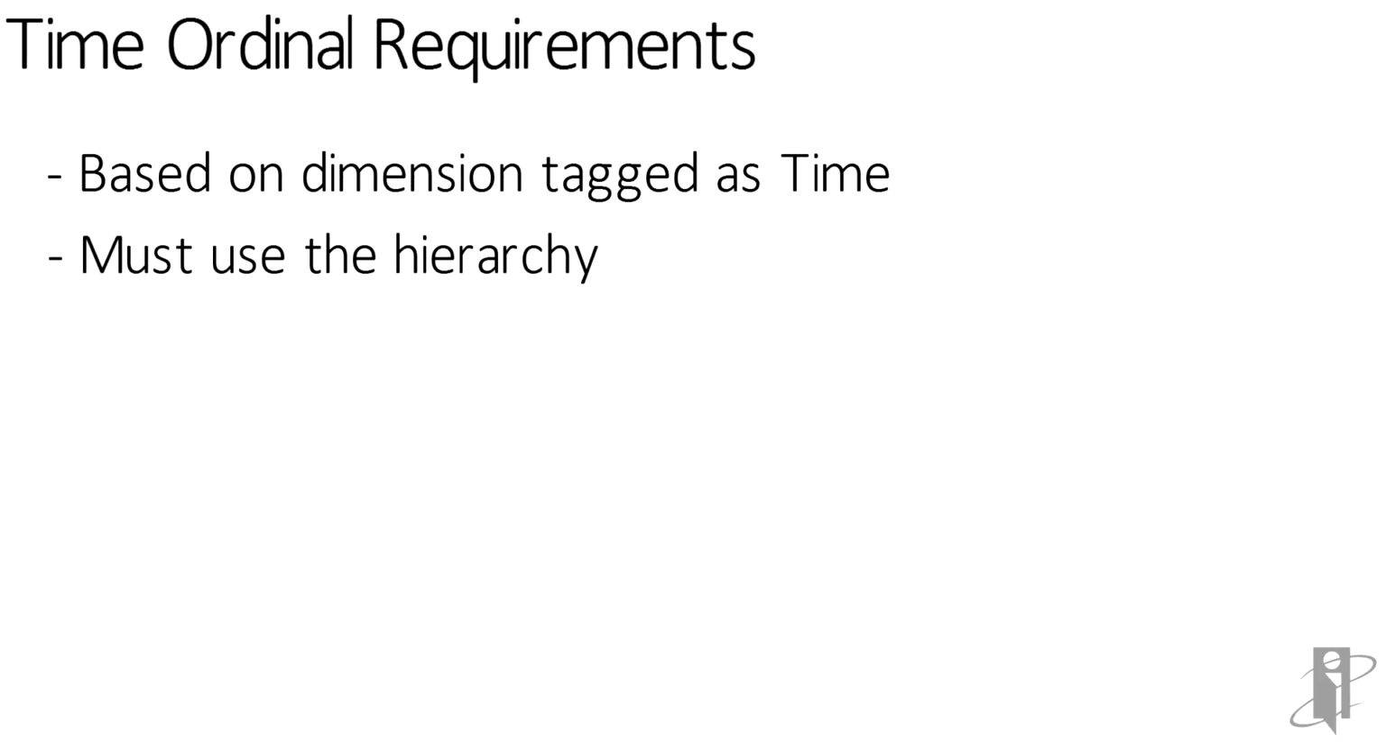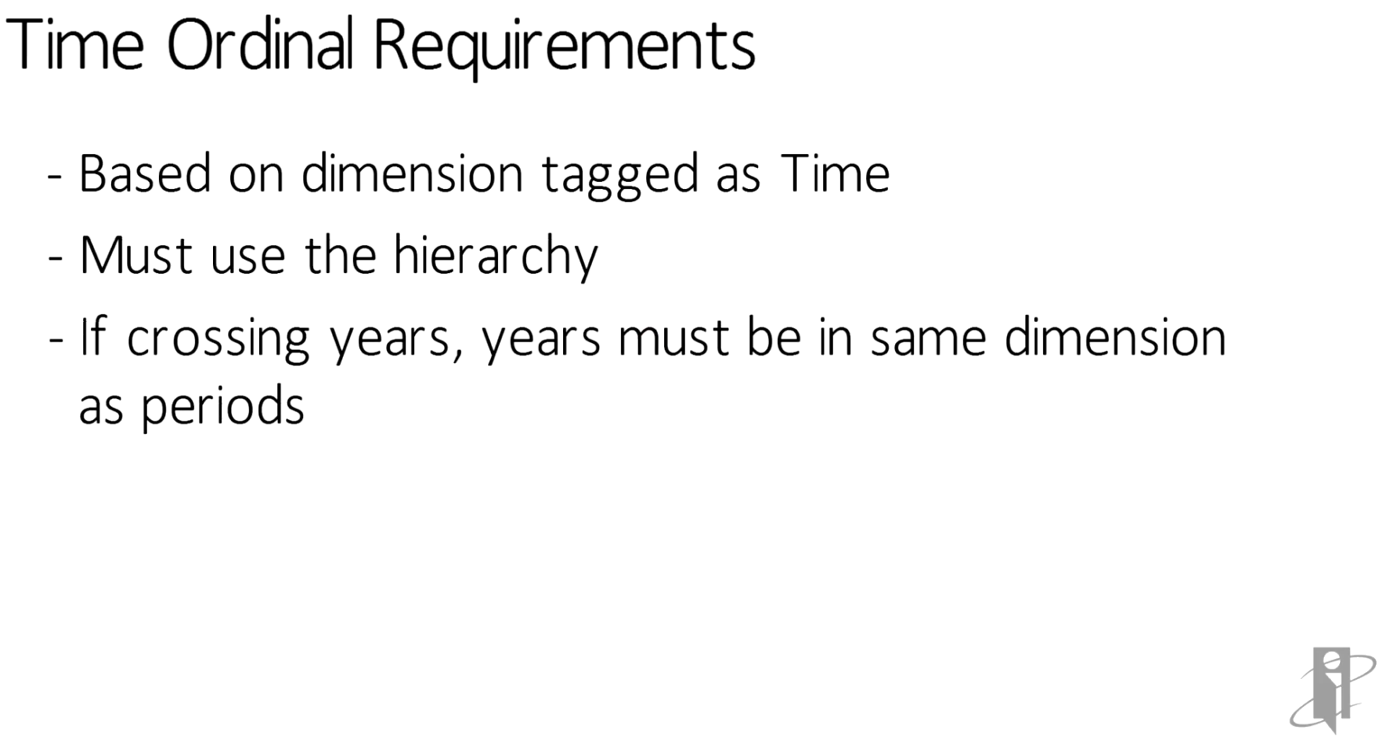Also, you have to use a hierarchical column. That's what's going to allow us to roll. It's going to go up or down the hierarchy depending how we set the conditions. And in this case, if you need to cross years, which is always a requirement, it is recommended that years are in the same dimension as periods. It's going to make your life so much easier.